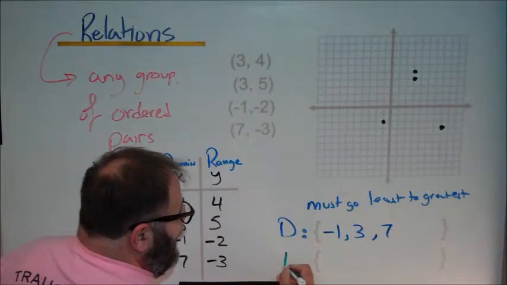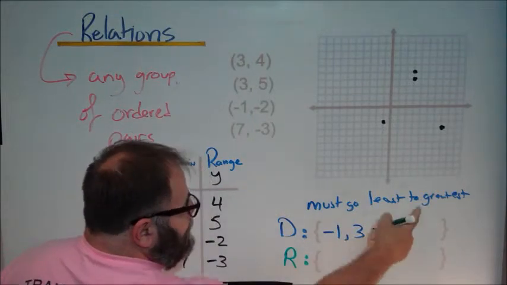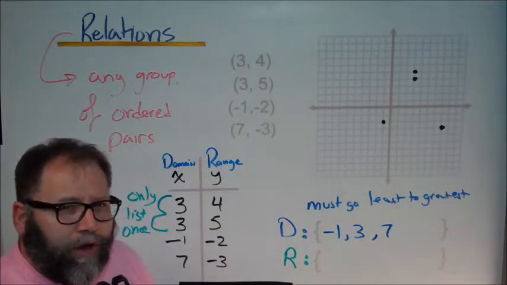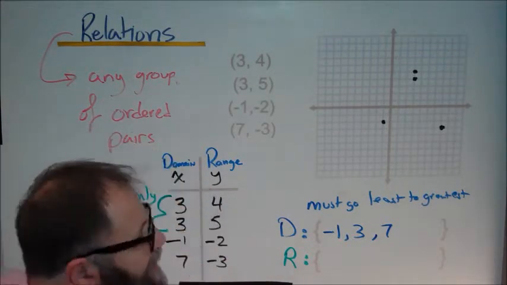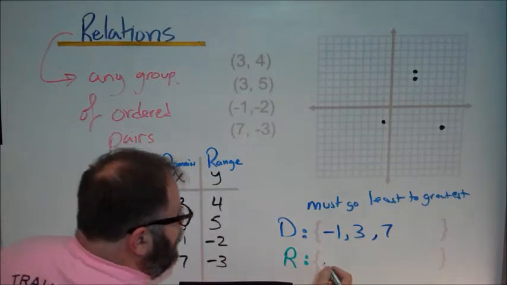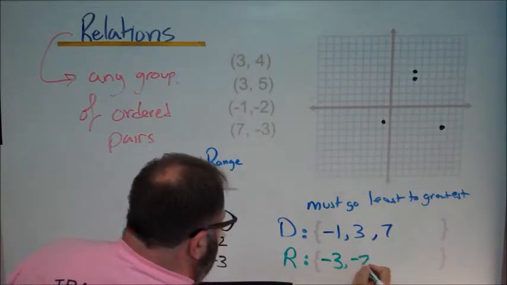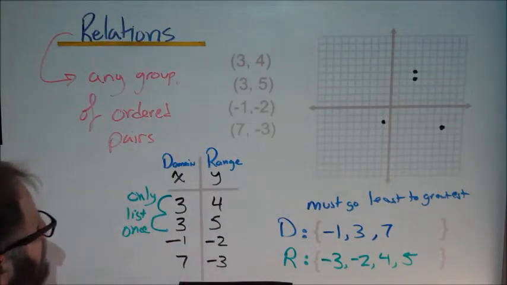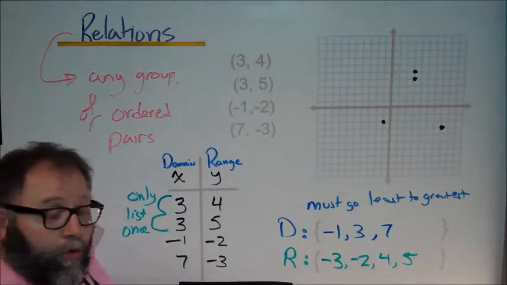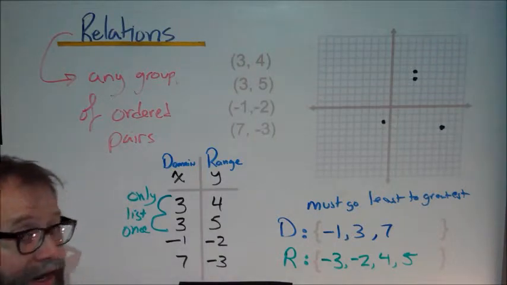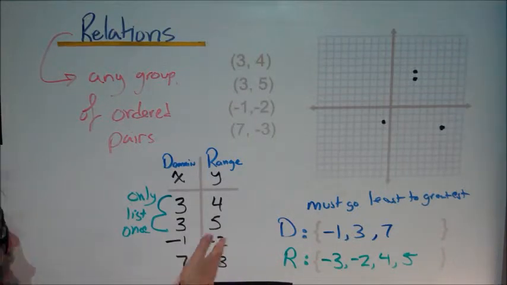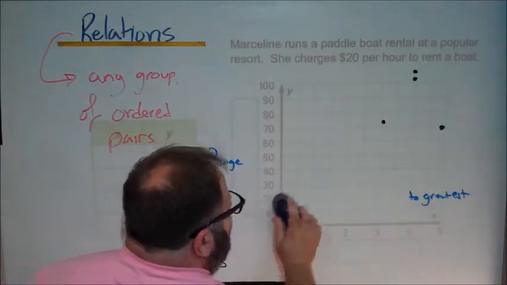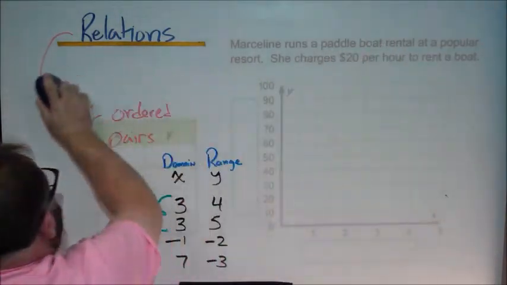All right, so then our range will be, don't forget, least to greatest. What's smaller, -2 or -3? Which one's farther to the left? -3 is. -3 is farther from 0. So I've got -3, -2, 4, and 5. Relations, a group of ordered pairs. That group of ordered pairs we can organize as a table and a graph and then state its domain and range. All right, let's get this in the context of a problem then.